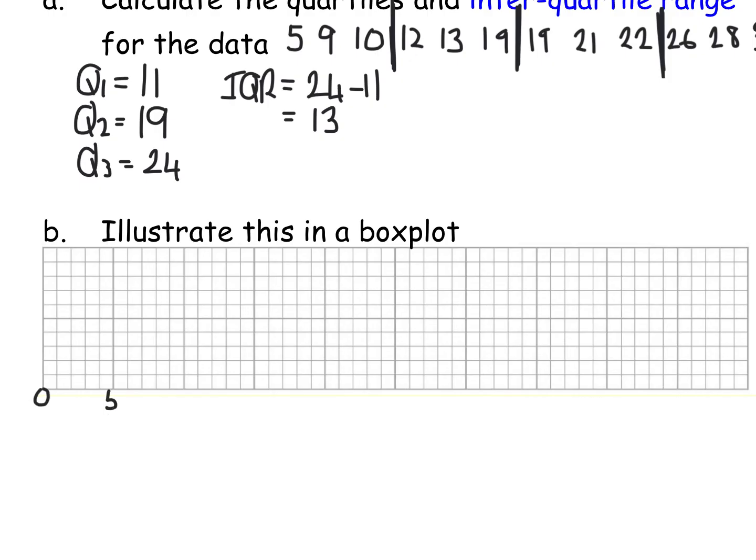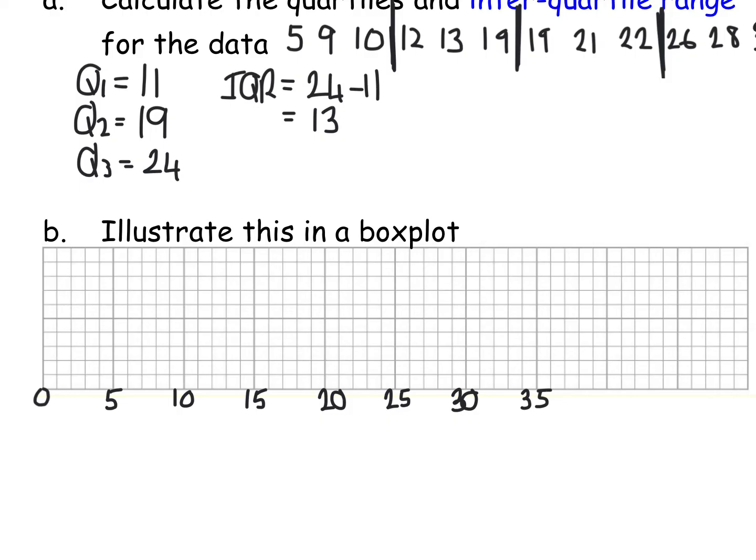And then every darker line I'm going to make 5. So I've got 5, 10, 15, 20, 25, 30. And I'm going to go up as high as 35 because my highest number was only 34. What happens then is that for each of the quartiles, I'll put a line. I'll also put a line at my highest and lowest.